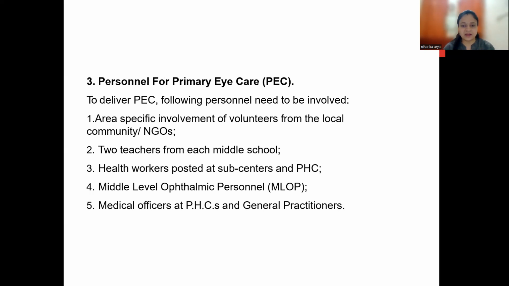Personnel for primary eye care. To deliver primary eye care, the following personnel will need to be involved: area specific volunteers from the local community, NGOs, 2 teachers from each middle school, health workers posted at the sub-centers and the PHC, middle level ophthalmic personnel, and medical officers at PHCs and general practitioners.